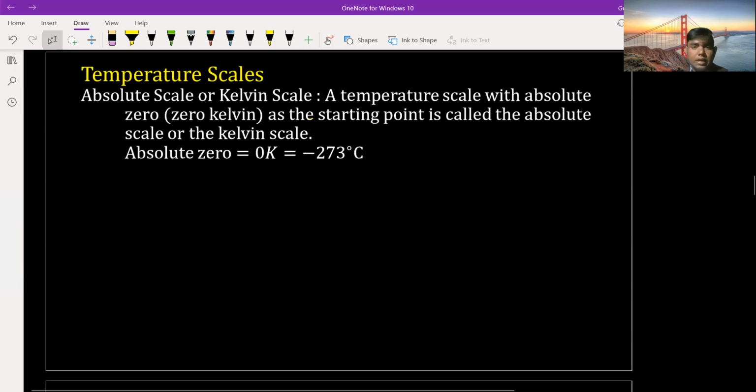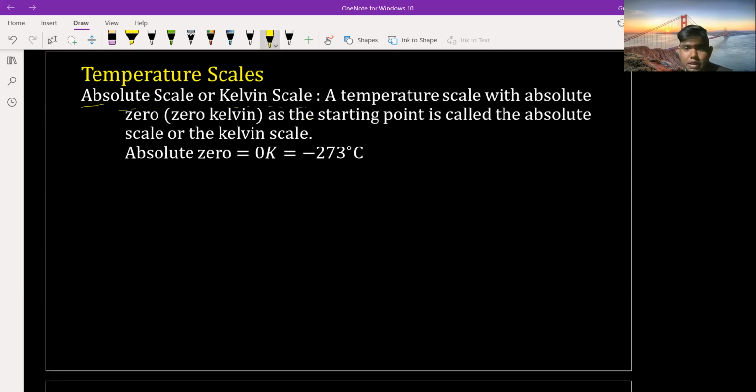Basically there are 3 temperature scales: degree Celsius, Fahrenheit and Kelvin. So absolute scale और Kelvin scale हमें अभी इतना ही पढ़ना है, वो बाकी 11th क्लास में पढ़ते हैं. तो absolute scale और Kelvin scale.